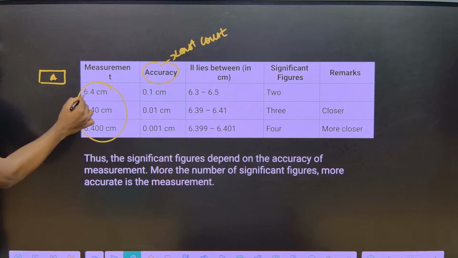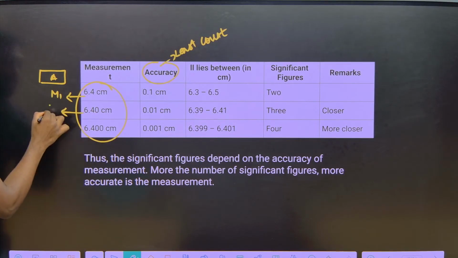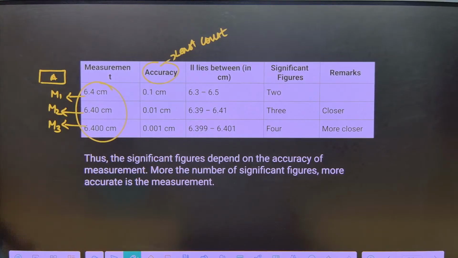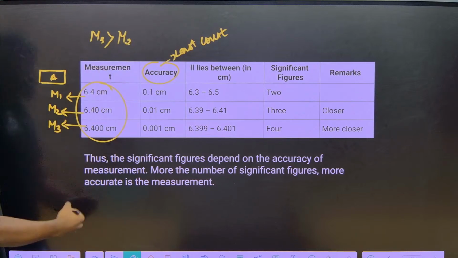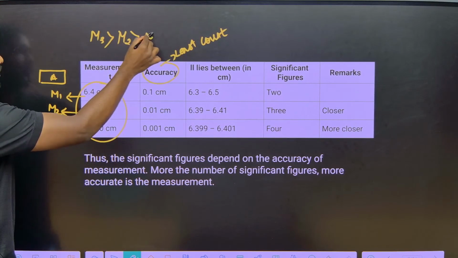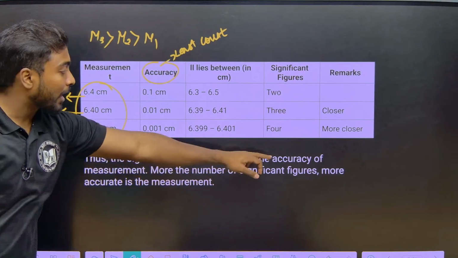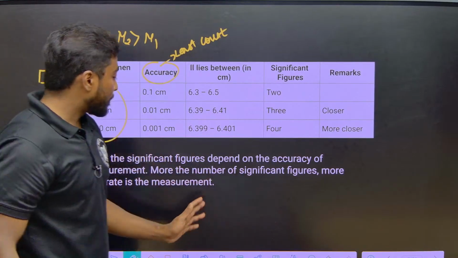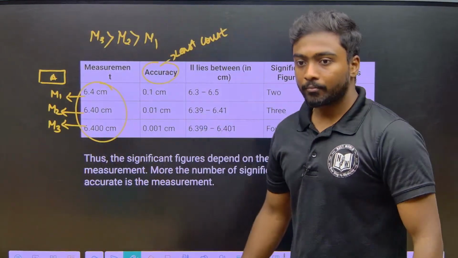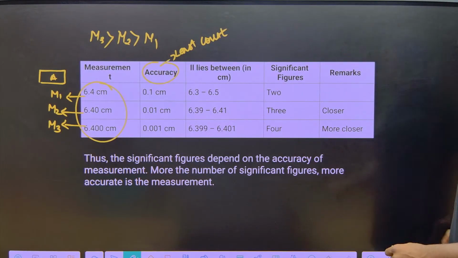Okay, so like measurement 1, this is measurement 2 and measurement 3. If they are asking about the accuracy, measurement 3 is more accurate than measurement 2. So measurement 2 is more accurate than measurement 1. Thus the significant figure depends on the accuracy of the measurement. More number of significant figures, more accurate. As the significant figures increase, accuracy increases.